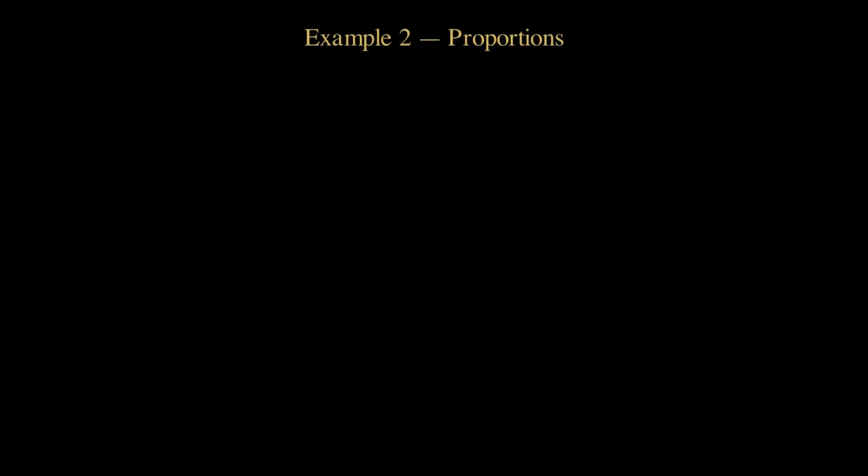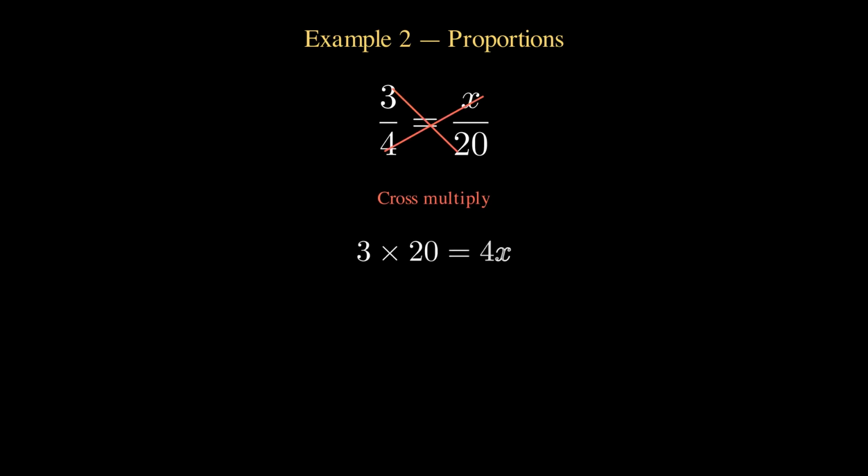Example 2, cross multiplication. If 3/4 equals x over 20, solve for x. Cross multiply. 3 times 20 equals 4 times x. That gives 60 equals 4x, so x equals 15.